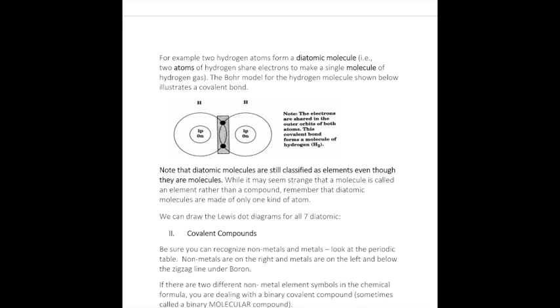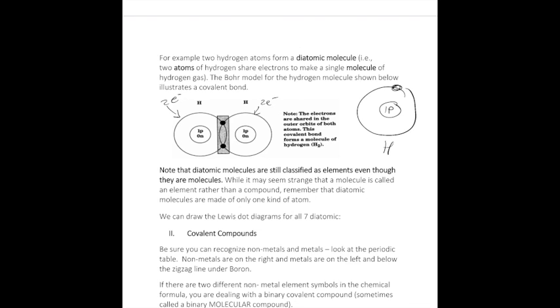For example, 2 hydrogen atoms form a diatomic molecule. 2 atoms of hydrogen share electrons to make a single molecule of hydrogen gas. The Bohr model for the hydrogen molecule is shown below. Remember that a Bohr model for hydrogen would look like this. That's 1 hydrogen, but as hydrogen gas, you would have to put 2 of them side by side, and then the electrons would become shared. By sharing the electrons, we now have 2 electrons in this shell, and 2 electrons in this shell, even though they're the same 2. And that is a full shell. And a full shell means stability.